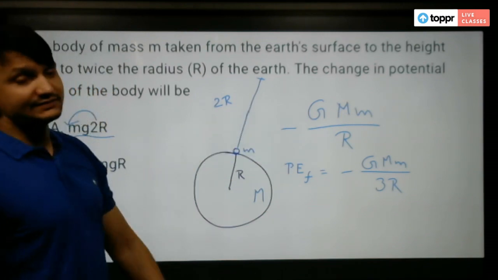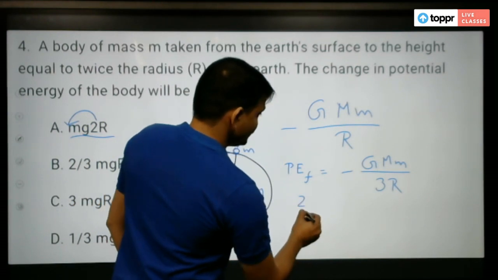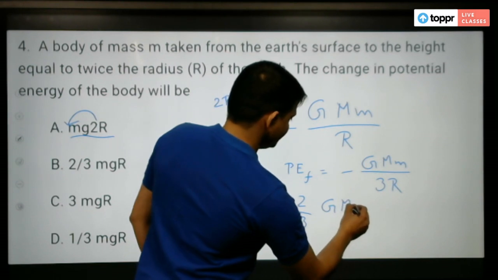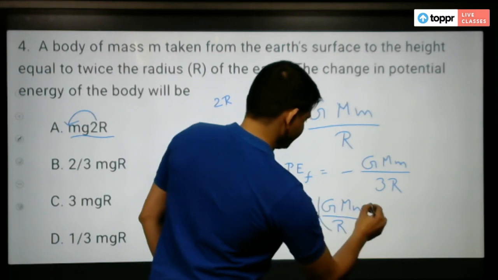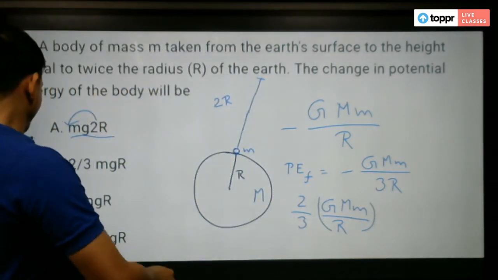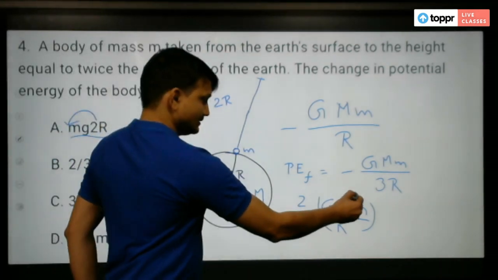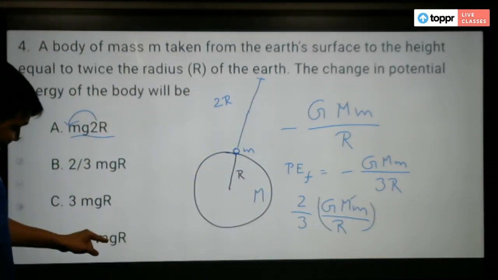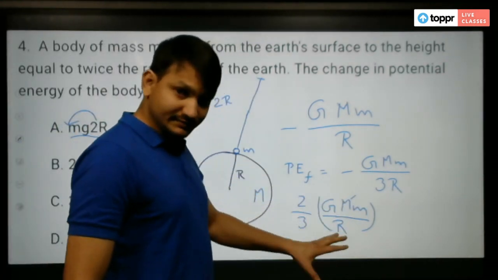Subtract them, initial minus final, you will get the change, and that would be 2 by 3 GMm by R. Now, do we have any option that has capital G and m, that stands for the mass of Earth? No, we don't have. We have the values in small g. So we have to convert this form into small g.